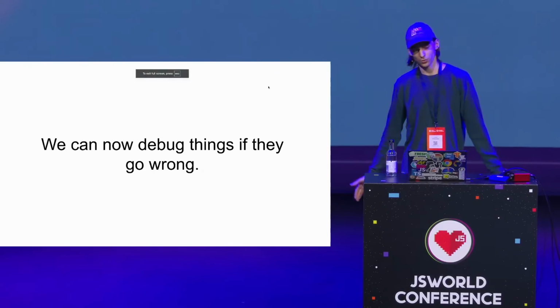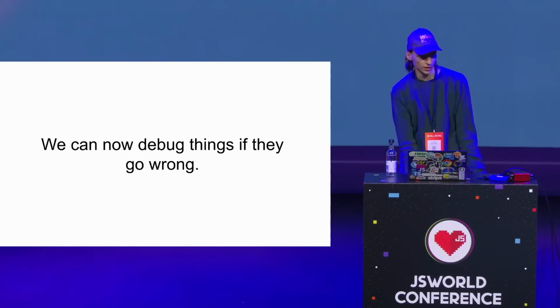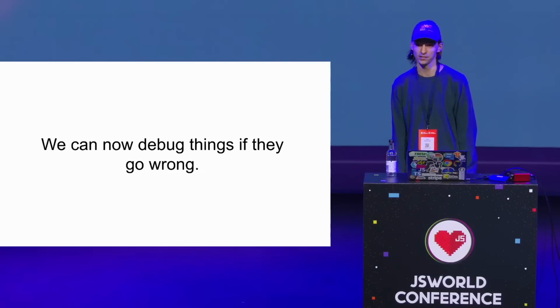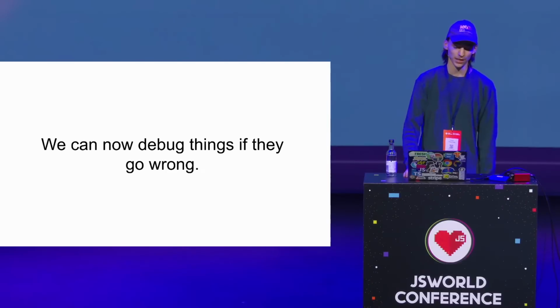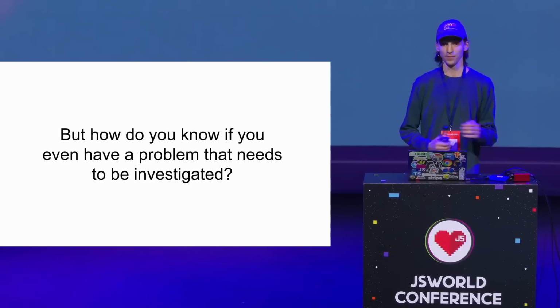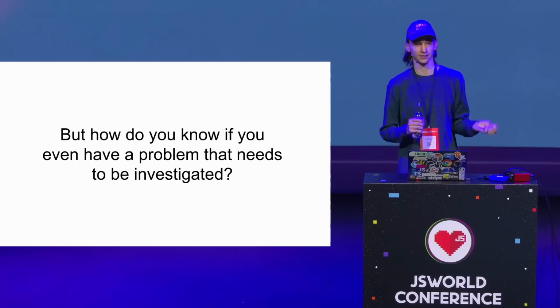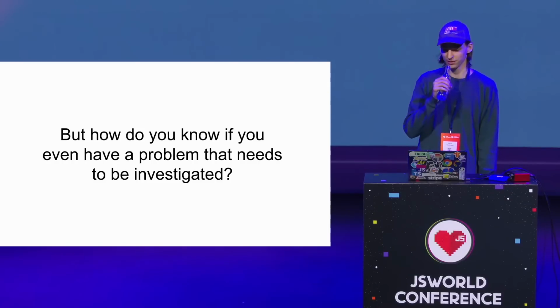Cool. So we can now debug things if they go wrong. If we know what request failed, we can go look at it and figure out why. But this still leaves us with a problem. How do you even know that your website is down or that there's some other problem that needs to be investigated?